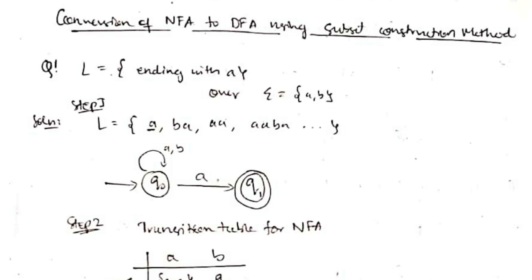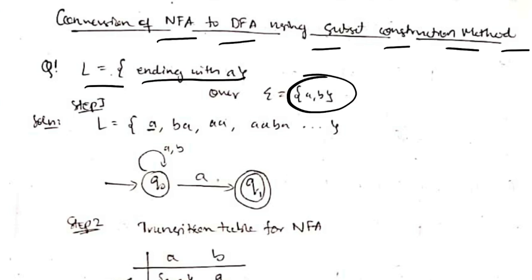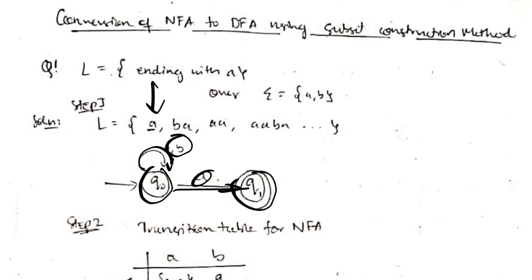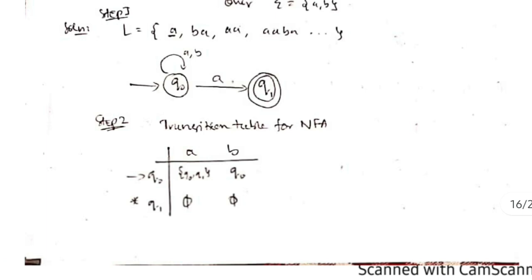The next type of question which could be asked is the conversion of NFA to DFA using the subset construction method. Here the language is given as ending with A over the alphabets A and B. So the language should end with A and it can have the alphabets A and B. So we have to convert NFA to DFA. First we will make the NFA. Here the minimum string is A. We will have two states followed by A, and in between we have A and B for a self loop, because it should end with A. And we have to transform this into DFA.